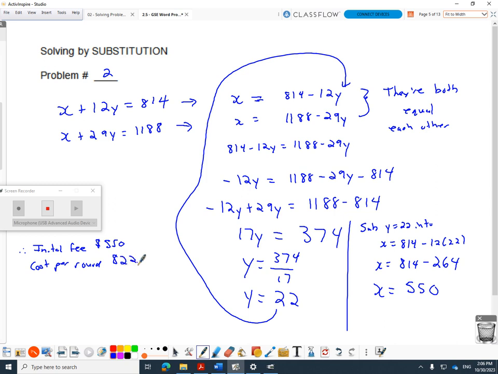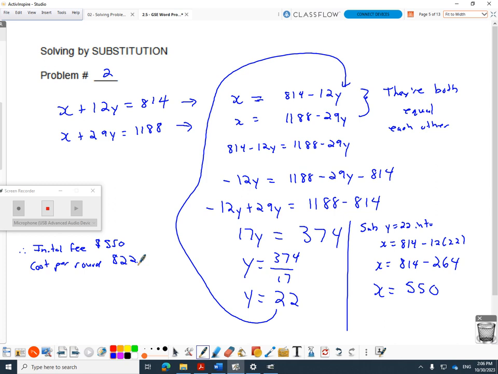Is this accurate? Any golfers out there? Anybody play golf? How much per round if you go play a round of golf? Can you get on the course for 22 bucks? Some, yeah. And then to join the club, $5.50? Depends on the club, but yeah, something like that, yes. So this is fairly accurate.